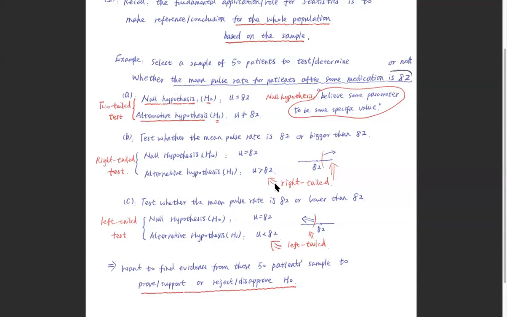To give you an idea, when we say H1 is greater than 82, that means what? It's to the right. So it's equal to 82 or bigger, so it's to the right. What do we call this kind of test? We call this a right tail test.